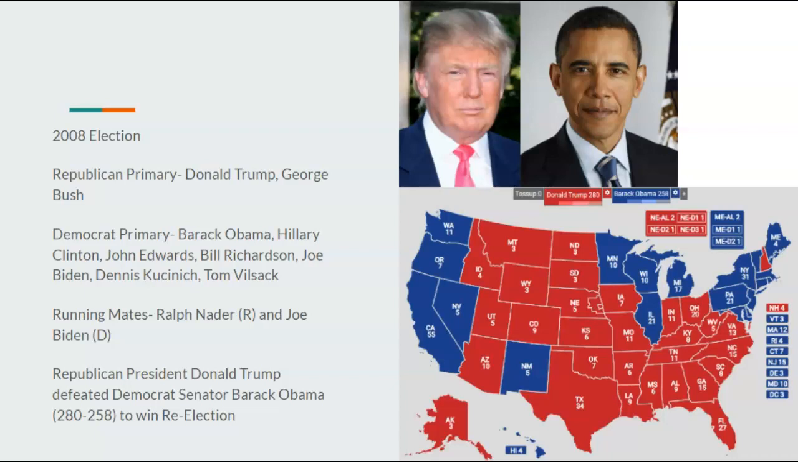Doesn't even get 20% in Iowa against the guy. So he drops out after the Iowa caucus. So, no major challenge from Donald Trump. But again, Donald Trump still beats Obama, but barely. Popular vote-wise, he barely beats him. But Republican President Donald Trump defeats Democrat Senator Barack Obama 280 to 258 to win re-election.